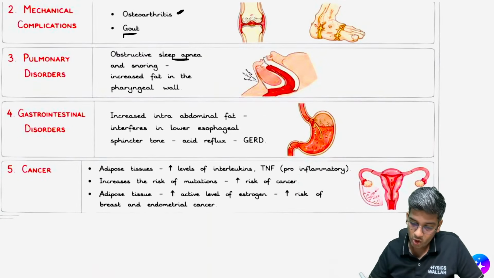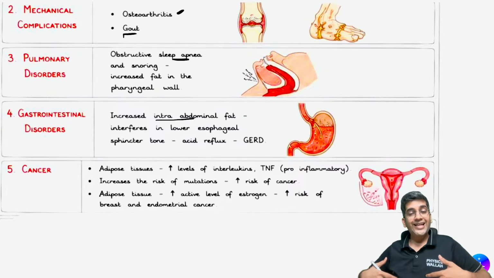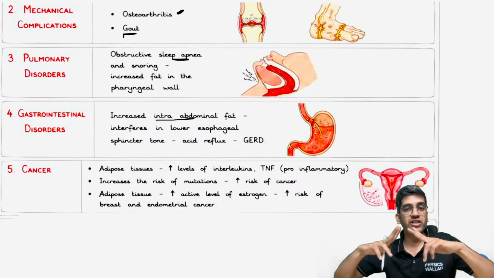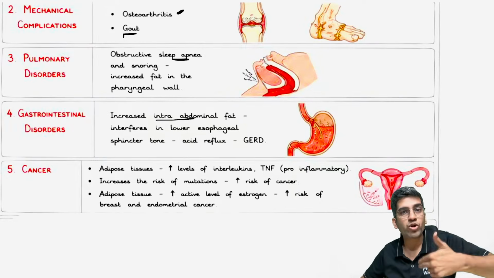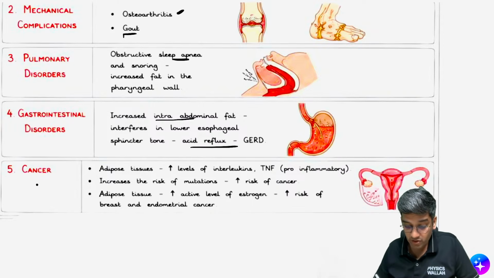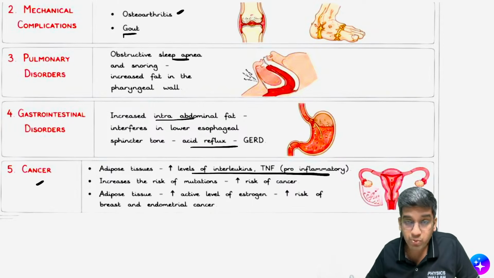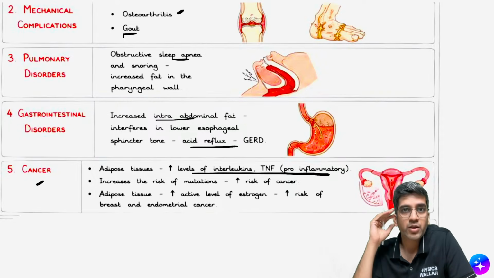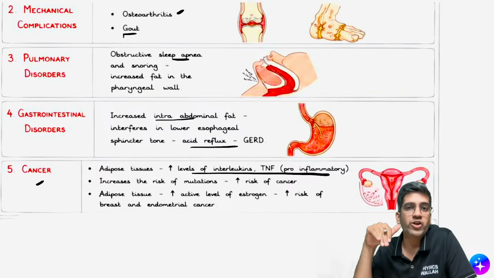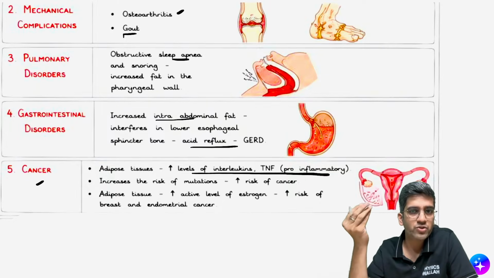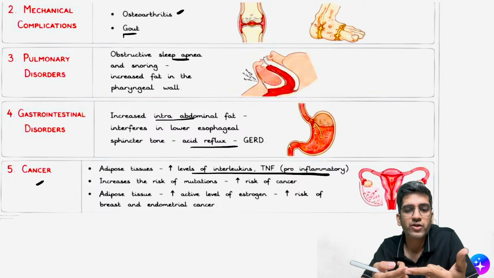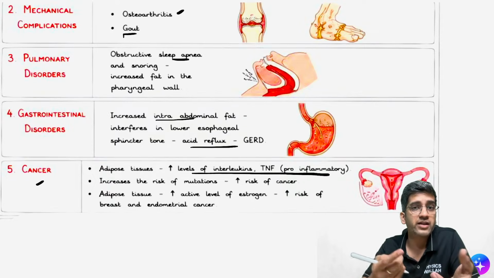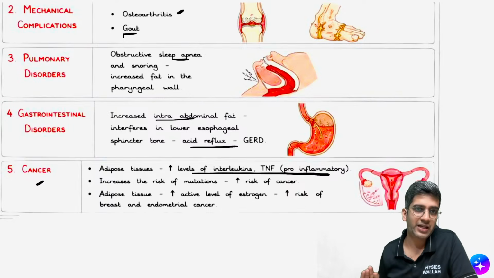GI disorders. Because of intra-abdominal fat, obesity can interfere with the lower esophageal sphincter because of the diaphragmatic crura, right? When there's lots of fat, the crura will not close, allowing more acid reflux and GERD, right? Last but not least, cancer. Like I said, obesity is a systemic pro-inflammatory state. So there are lots of reactive oxygen species in the body. Reactive oxygen species cause mutation. So there's a risk of multiple cancers. Again, common things: you can write breast cancer, GI cancers, ovarian cancers, endometrial cancers. Most of them are linked to obesity because of the systemic hyperinflammatory response, right?